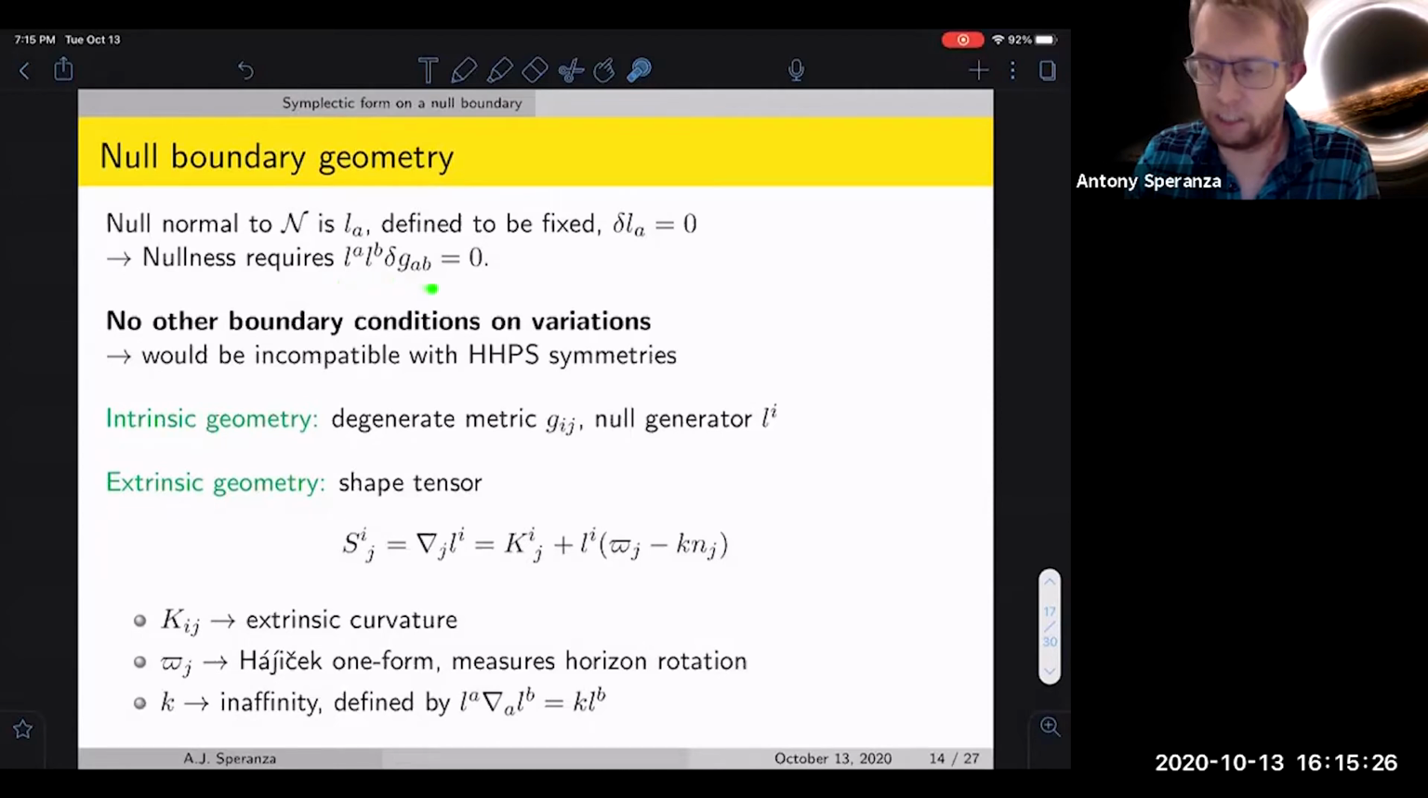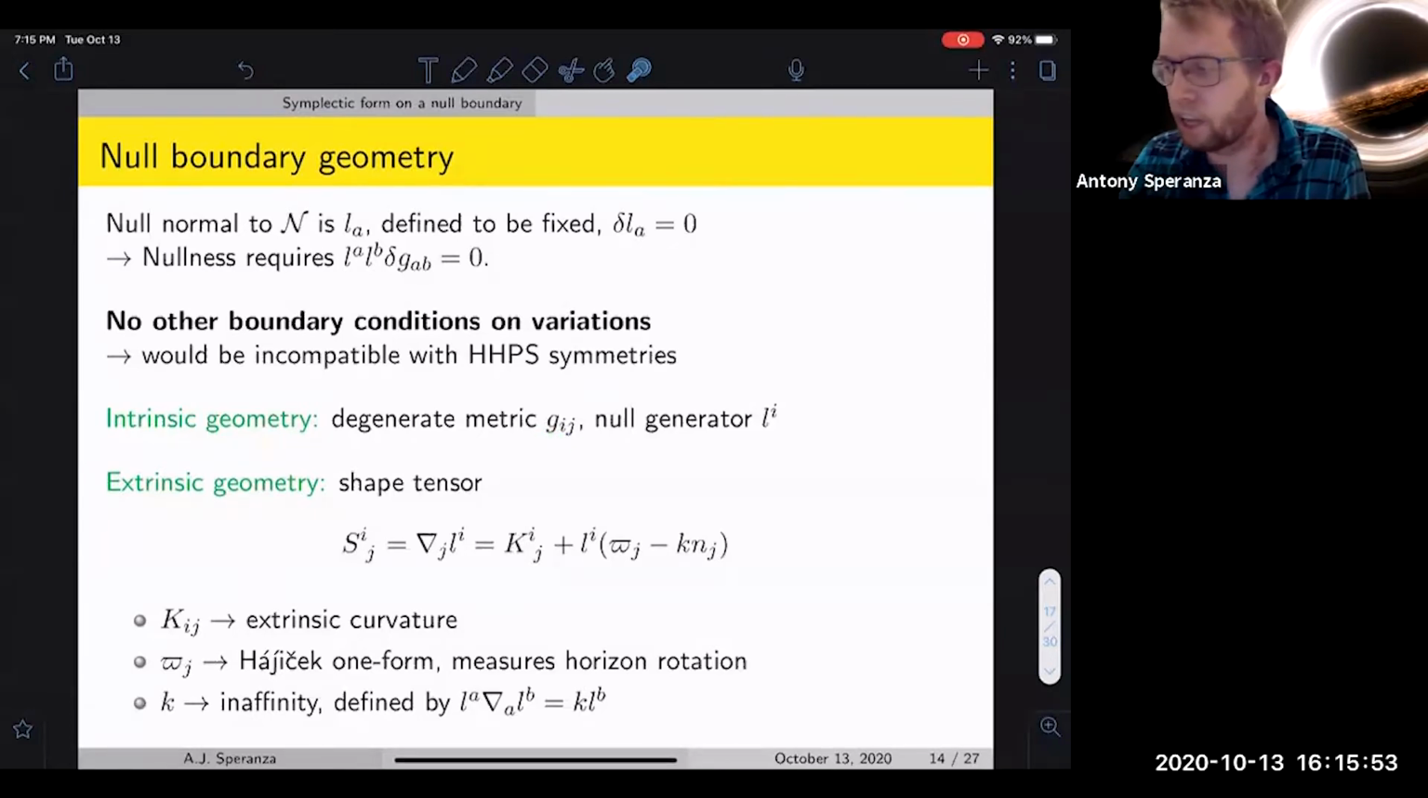This has the effect on the variations of restricting the metric variation somewhat. But we're not going to impose any other boundary condition on the metric variations, basically for the practical purpose that it's not compatible with the symmetries we're interested in. So on a null surface, the intrinsic quantities are the metric pulled back to the surface, which is just the degenerate metric that appears on a null surface. And L upstairs is now tangent to the surface, and that is the other piece that we consider the intrinsic geometry.